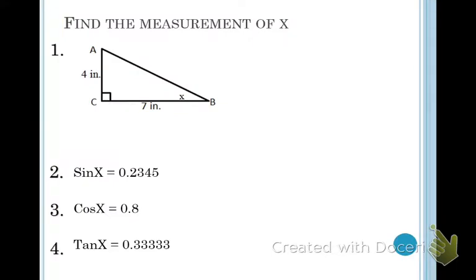You're going to label this finding the measurement of x. We're going to find the measurement of x. You still need your highlighter out because I'm going to show you something. Finding the measurement of x. And you're going to want to draw the triangle and then write the other 3 problems.